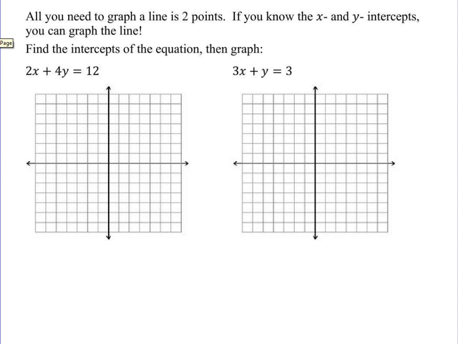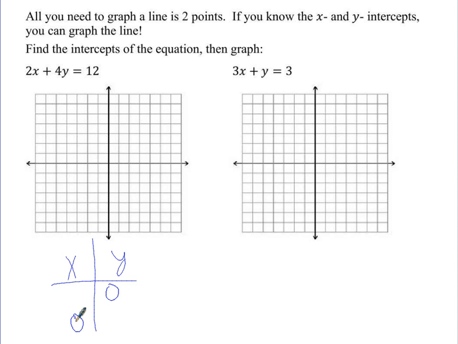All you need to graph a line is 2 points. If you know the x and the y intercepts, then you can graph the line every single time. So find the intercepts of the equation and then graph. To do that, I want you guys to do this. What is the y-coordinate at the x-intercept? The y-coordinate at the x-intercept is 0. So if I want to find the x-intercept in this equation, I need to plug in 0 for y. What is the x-coordinate at the y-intercept for this equation? 0. So if I want to find the y-intercept of this equation, I need to plug in 0 for x.